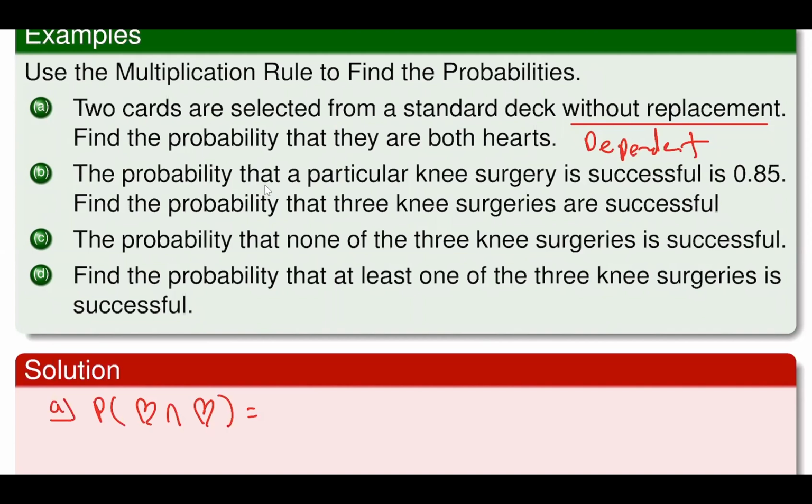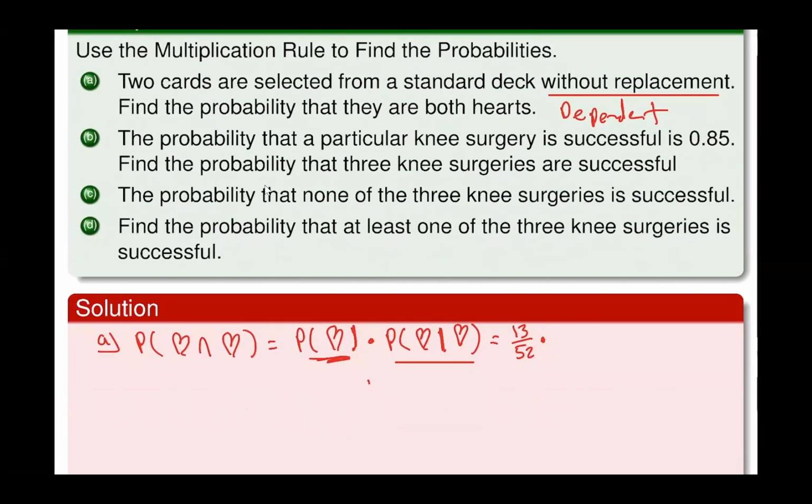Since this is dependent, we're going to first find the probability the first card is a heart, and then multiply it by the probability that the second card is a heart, given that the first card was a heart. So what's the probability that the first card is a heart? How many total hearts do we have? 13 out of 52. Perfect, thank you. So we have 13 out of 52. For the second one, what's the probability the second card is a heart given that the first one was a heart?